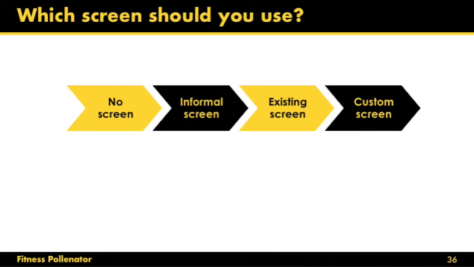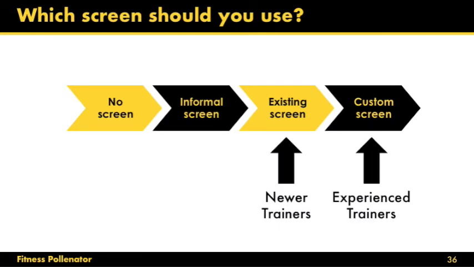So we could do an informal screen where we're not writing anything down, we're just watching the way that the person moves, using every exercise as a screen. And I think this is something that trainers should be doing all the time. But when it comes to the first session, I think that newer trainers should use an existing screen and experienced trainers should use a custom screen, tweaking it for their own purposes and making it their own.